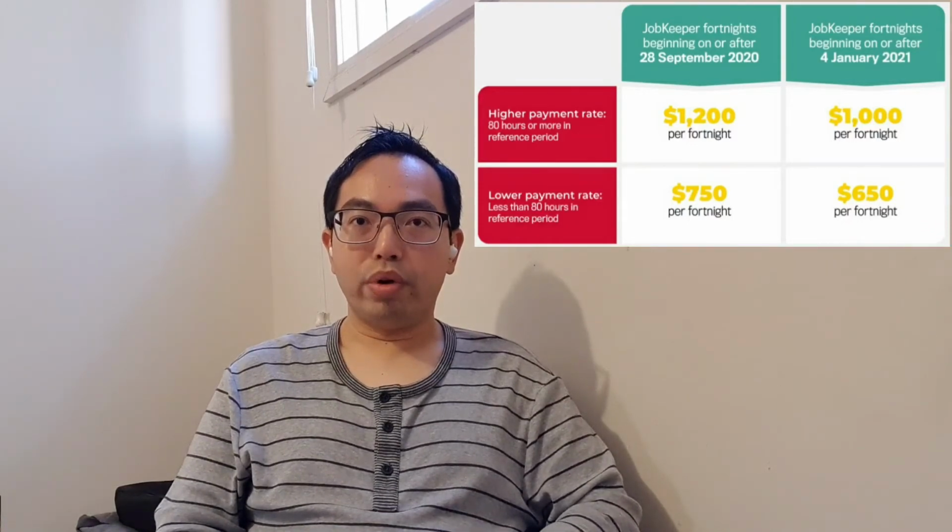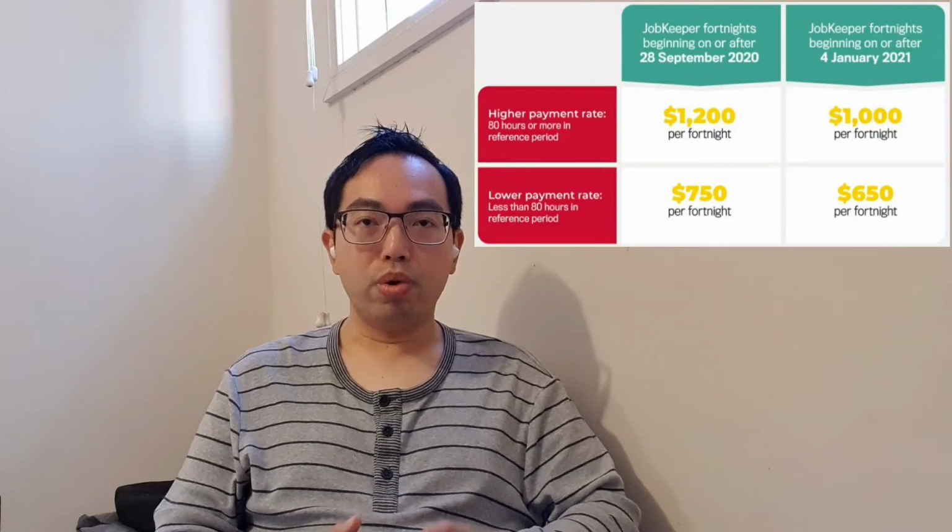not get it. Hang on, I'm just an employee. How much do I get from JobKeeper 2.0? You will get anywhere between $650 to $1,200 per fortnight, depending on which fortnights and how many hours you work during the period. You will get a higher rate if you work at least 80 hours during the reference period, which is approximately 1 month. In other words, if you work 80 hours per month.